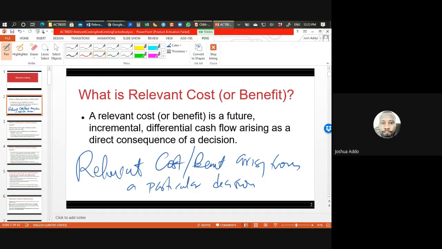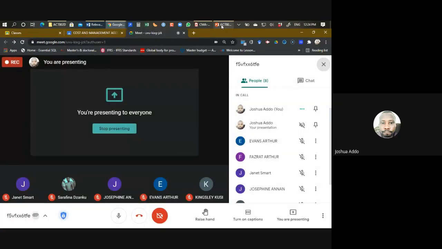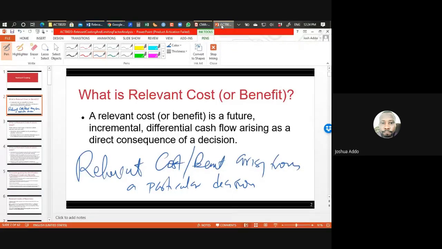As we are moving forward, I'll be asking you certain things based on your past knowledge. But you also have to get the understanding that we make decisions for future, not past. And we are talking about relevant costs and benefits arising from a particular decision to be made in the future. All right. So a relevant cost or benefit is a future cost. For the cost to be relevant to the decision making, first of all, it must be a future cost because we can't decide for the past. The decision cannot be for the past, it can only be for a future.